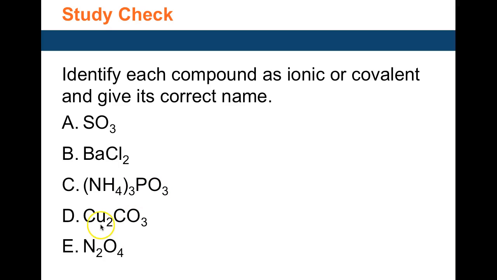This is again ionic, a metal, and it has variable charge, so you'll have to look at what that charge is on copper. All right, carbonate is 2 and you have 2 coppers, that means copper is 1, so copper 1 carbonate. This first element is a non-metal, so it's molecular, dinitrogen tetroxide.